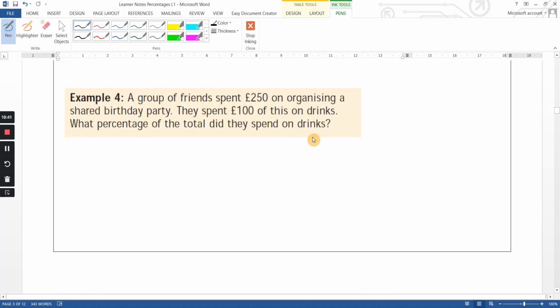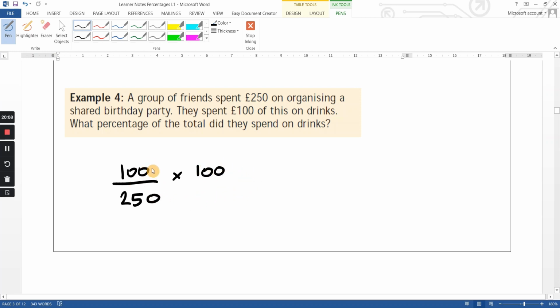A group of friends spent £250 on organising a shared birthday party. They spent £100 of this on drinks. What percentage of the total did they spend on drinks? Right, so out of the total, well, the total was £250, so they spent £100 out of 250, and we want to change that to a percentage.